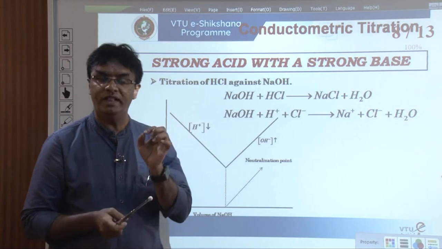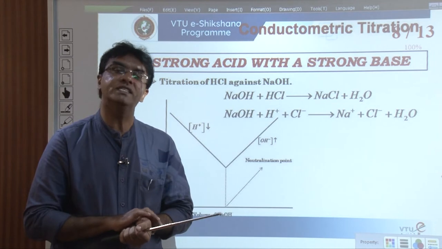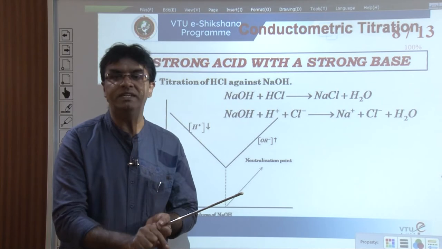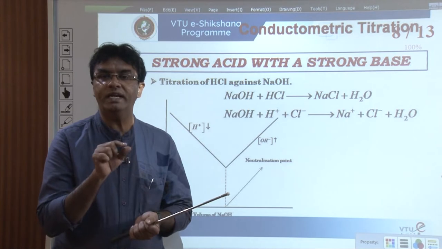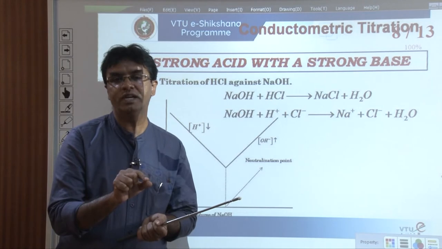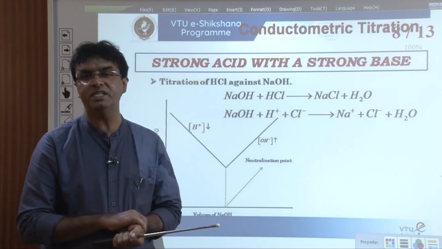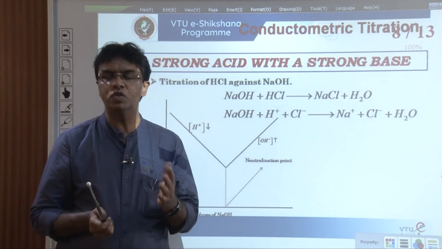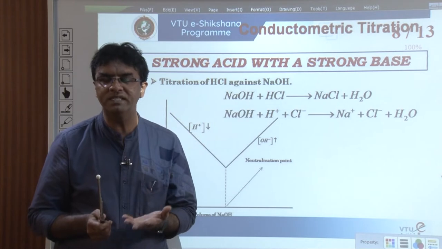So what we do is fill the burette with standard NaOH solution and pipette out 50 ml of HCl solution into a beaker. Into that beaker, you dip the conductivity cell and switch on the conductivity meter. The meter will show the specific conductance of the HCl solution. Note it down. Suppose it shows around 18 Siemens per meter. The unit of specific conductance is Siemens per meter.